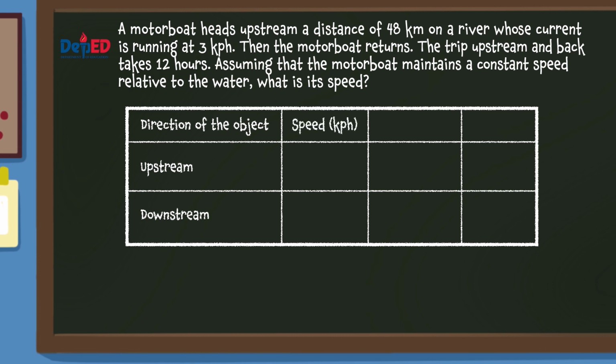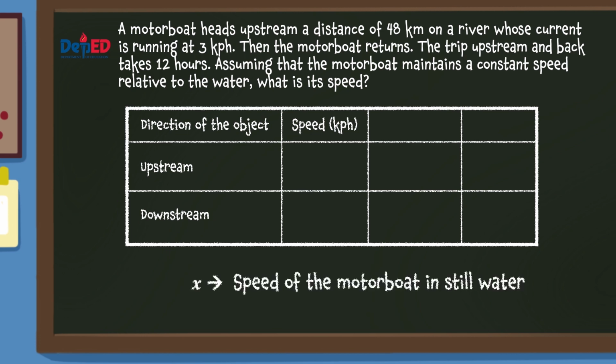The speed here is expressed in the unit kph or kilometer per hour. The speed of the current is 3 kilometers per hour. The speed of the motorboat in still water is unknown. Let's represent it using the variable x. And this is actually what we have to solve for, as implied by the sentence, assuming that the motorboat maintains a constant speed relative to the water, what is its speed?